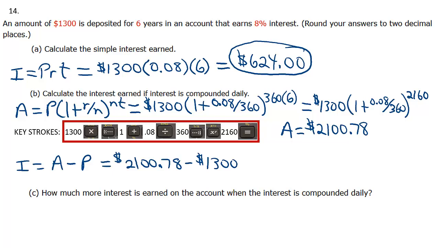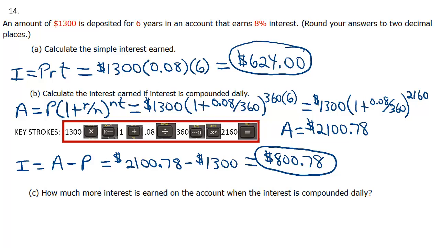And finally, they want us to find the amount of interest. Remember, A is the amount in the account. If you want to know just the amount of interest, you've got to take the principal away. Well, it started off with $1,300, so $2,100.78 minus $1,300 is $800.78. So there was actually $800.78 worth of interest earned in that account over that 6-year period.